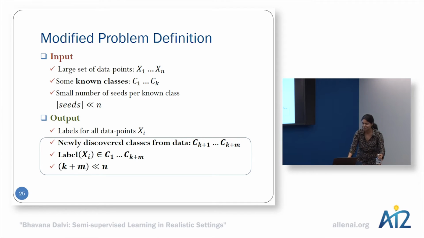Yeah. Good that you asked. So the data point xi can mean either a document that you want to classify or an image that you want to categorize, or anything that can be represented by a feature vector.